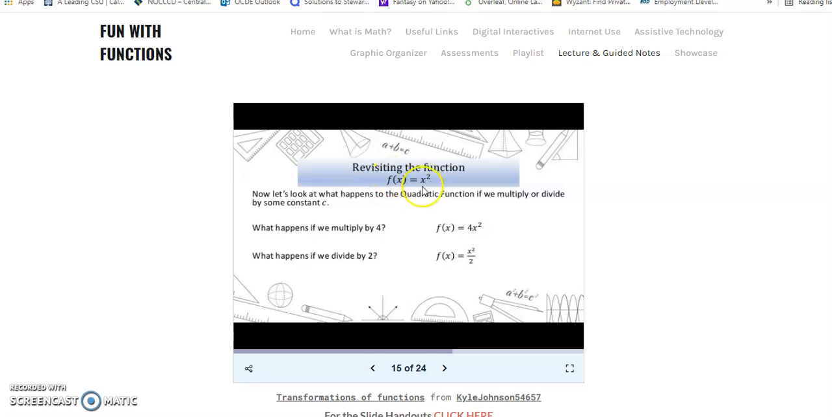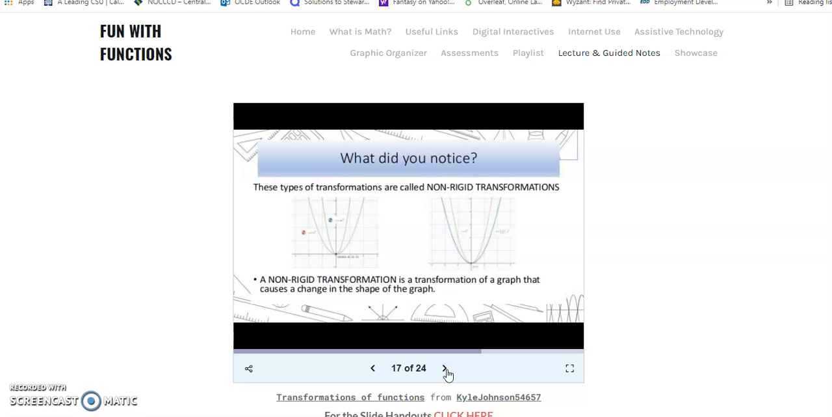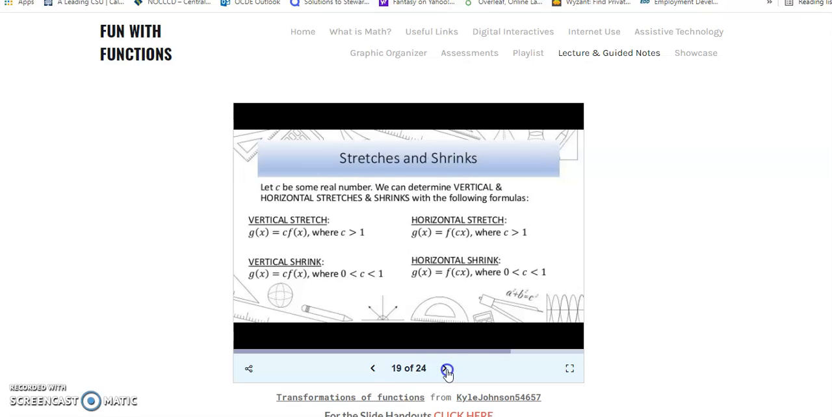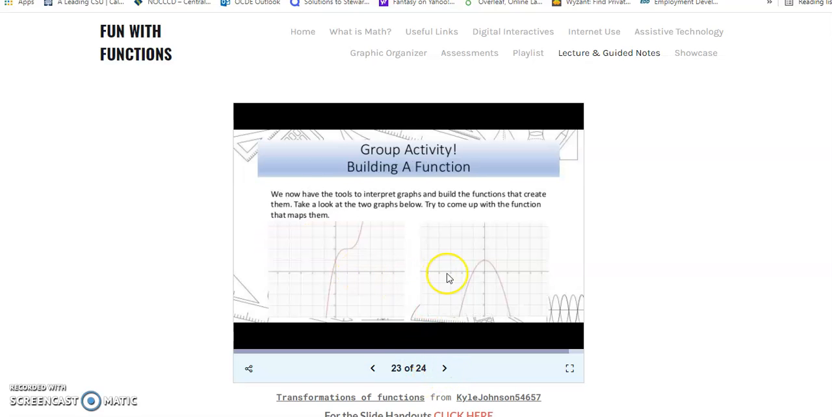We revisit the function and they discuss in their groups again what happens when this occurs. And then I finish the activity off with more group work where they put everything they've learned together to graph these functions. And they also look at these graphs and then build the mathematical function that maps them.